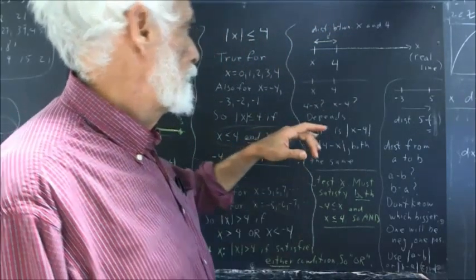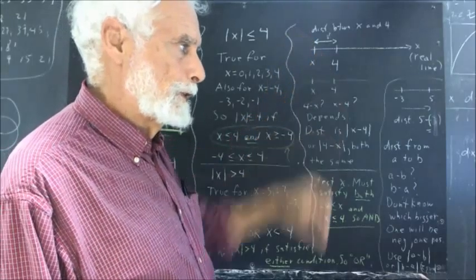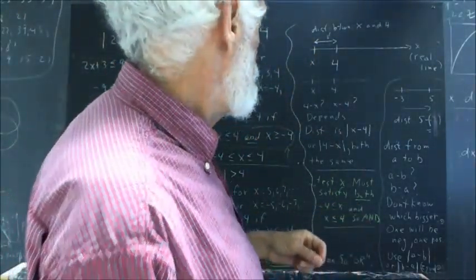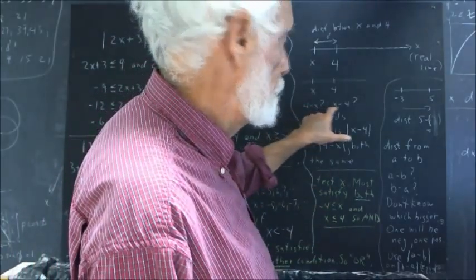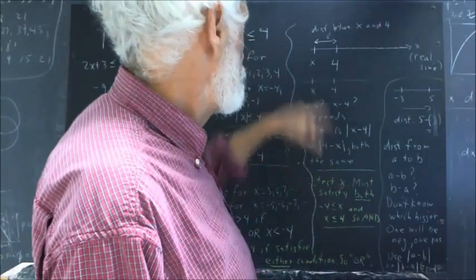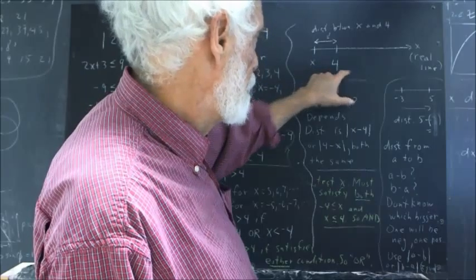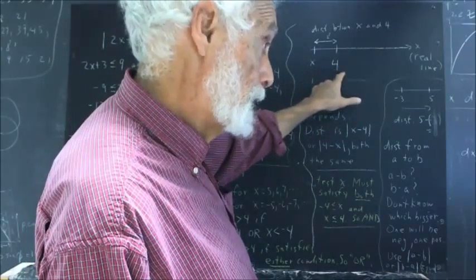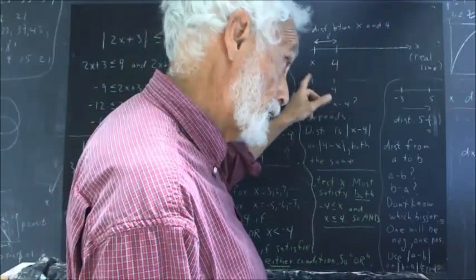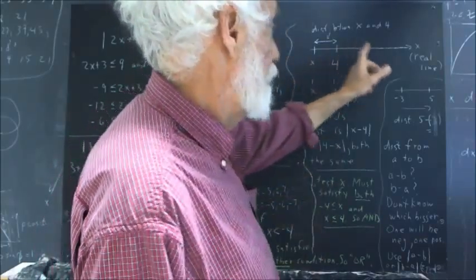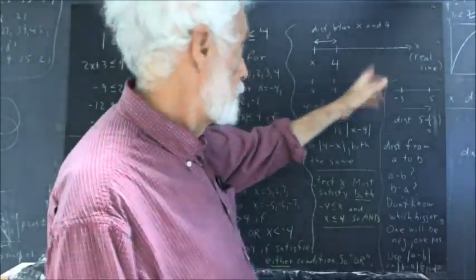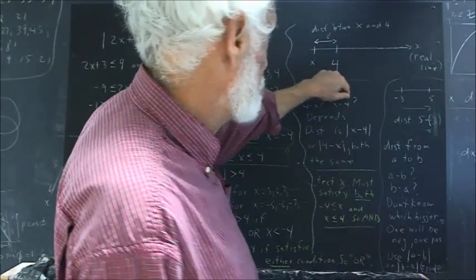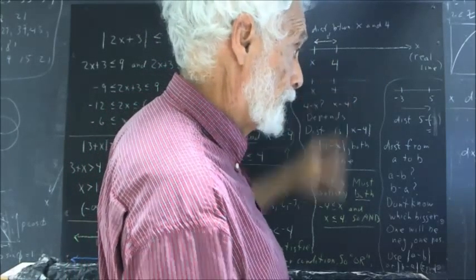Now, how could we express this distance in a mathematical expression? It could be 4 minus x, or it could be x minus 4. If x is to the left of 4, then it needs to be 4 minus x, because x minus 4 would be negative, since 4 is bigger than x. If x happened to be to the right, and we could equally well have drawn this condition with x to the right, it would have to be x minus 4, because then x would be bigger than 4.